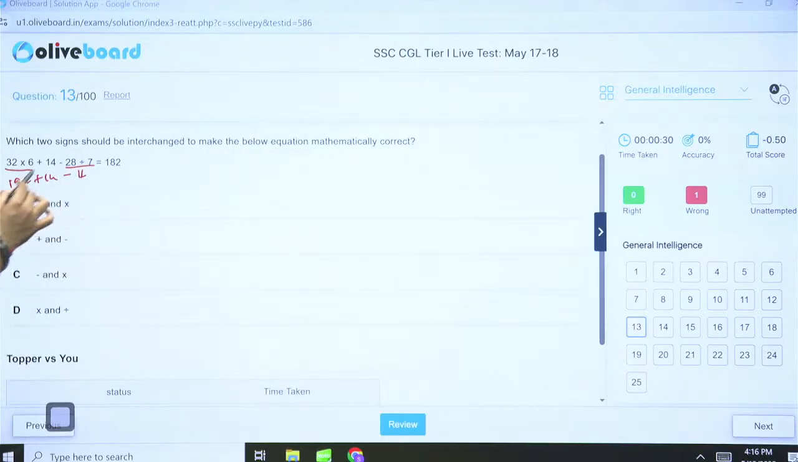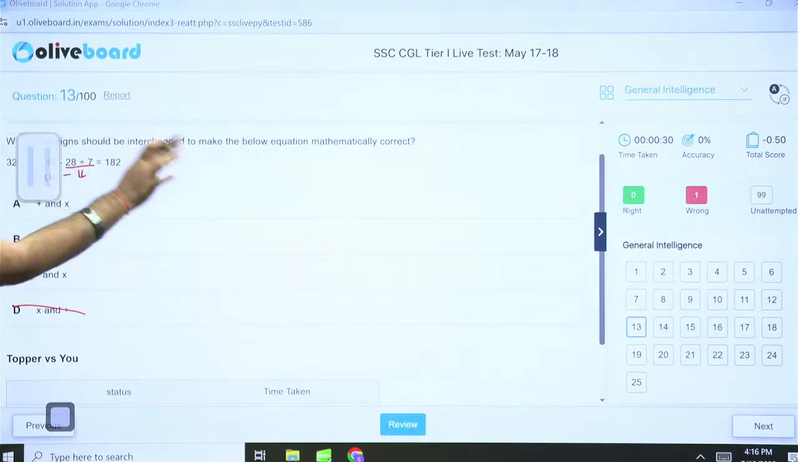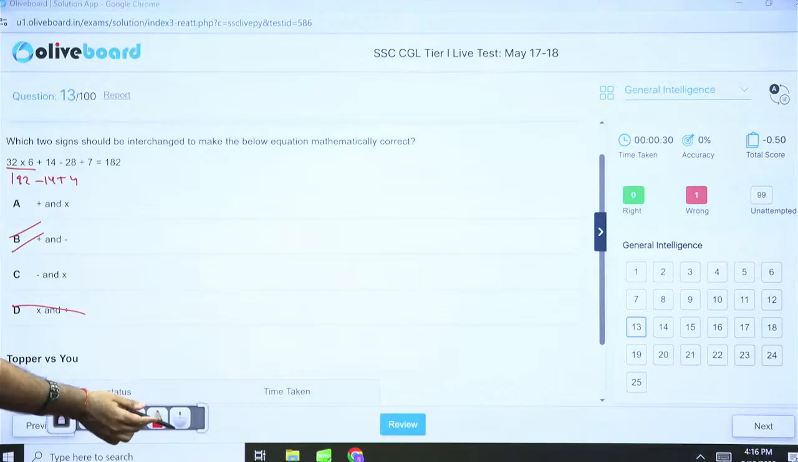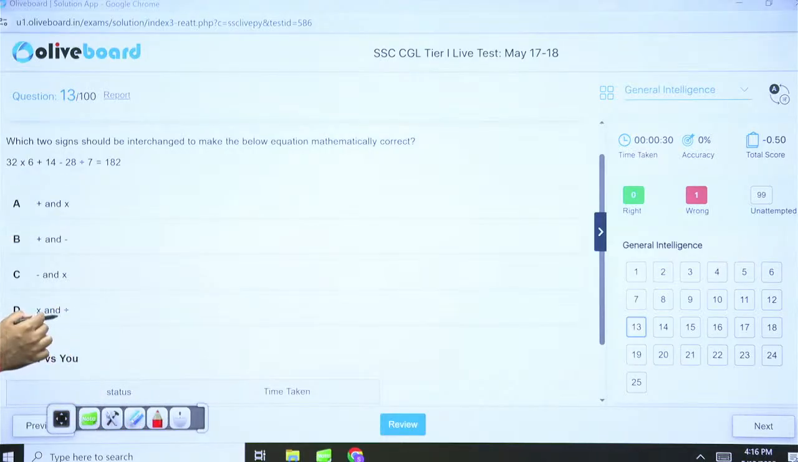So this quantity can be greater. Divide, if we change with multiply, does it make sense? No, I think 6 won't go with 32. This is straight away rejected. Minus and plus, I think this is what we should check now. Will that make sense? So this is 192 minus 14 plus 4. Yeah, makes sense. Option B is the right answer. Isn't it?